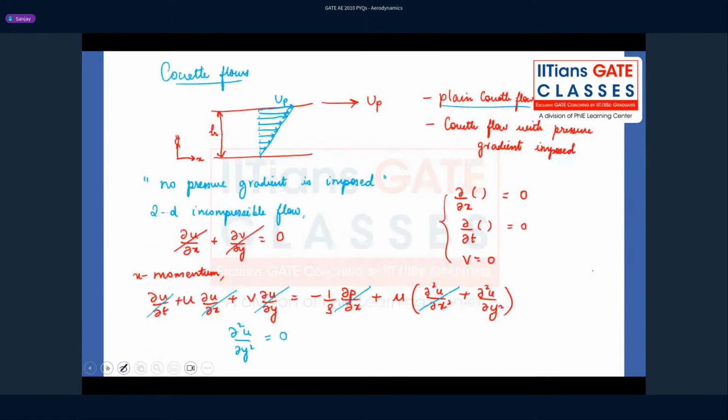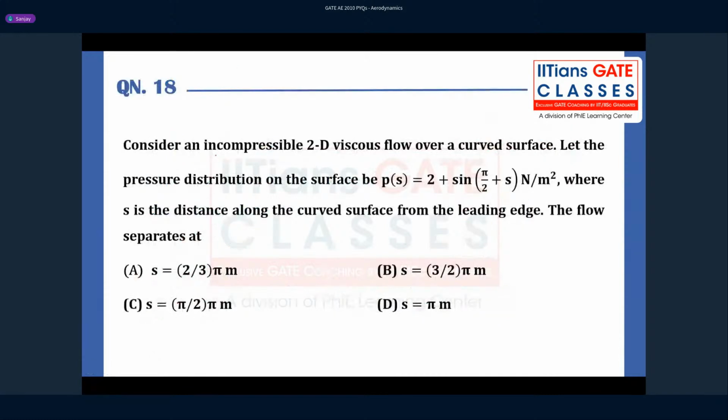Okay. So next question, you see that consider an incompressible 2D viscous flow, right? It's a viscous flow over a curved surface. Let the pressure distribution on the surface be P of S is equal to, so expression, right? They have given you an expression in terms of S, where S is the distance along the curved surface from the leading edge. They're asking you to find the point at which flow will separate. Okay. So let's see how to solve this problem.